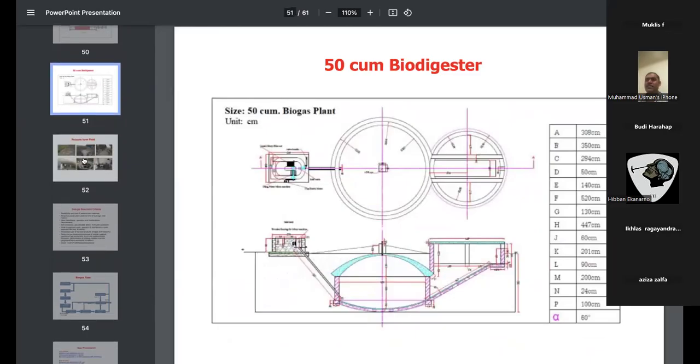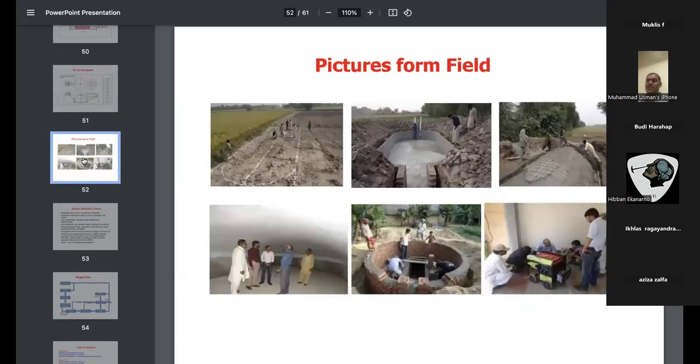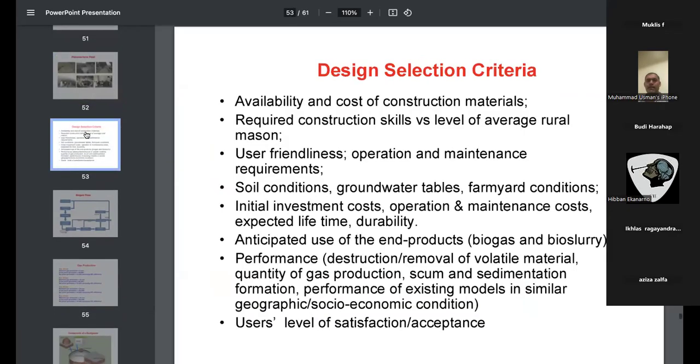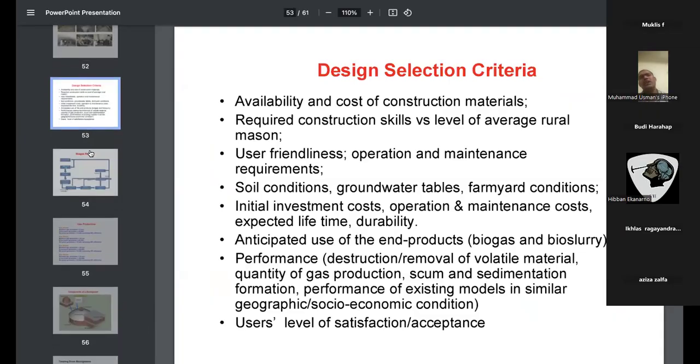Then during these projects, we have taken some pictures from the fields. These are the pictures for fixed dome and plug flow type biogas plants. And my major purpose in showing these pictures to you is to explain why this technology, what the outcomes are, and what lessons we should learn, what the take-home lessons are for us.